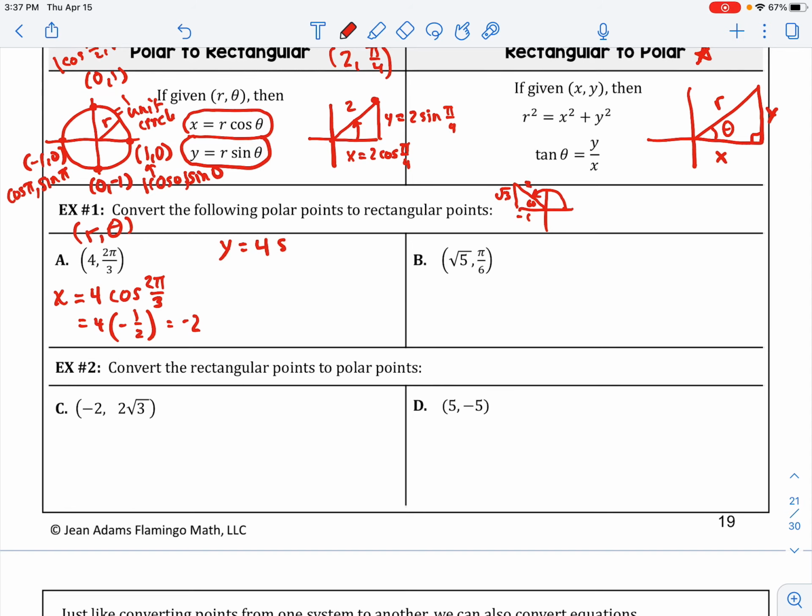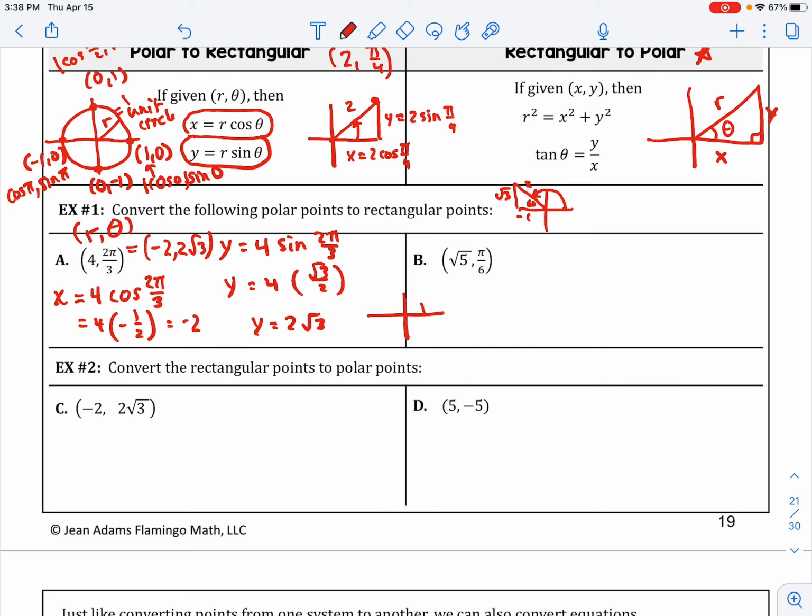And then we'll do the same thing with y. We take our r, and then we do the sine of 2 pi over 3. So y equals 4 times, and this is going to be square root of 3 over 2. And so our y value is 2 root 3. So if we were going to convert 4 comma 2 pi over 3 into an xy point, it is equivalent to negative 2 comma 2 root 3.